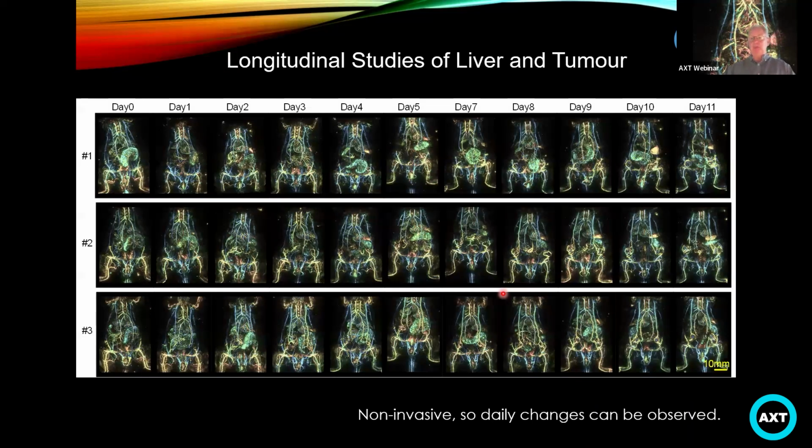The other good feature of this system is that it is very supportive of longitudinal studies, because it's very easy and very gentle on the animals in terms of the way we do the imaging, so it's possible to do long studies with animals. In this instance, we've done a study over 11 days of 3 different animals. And I should point out that day 6 is missing because it was a public holiday.